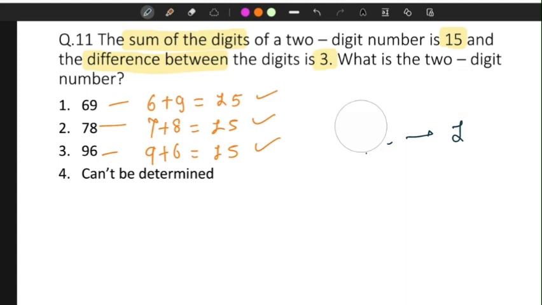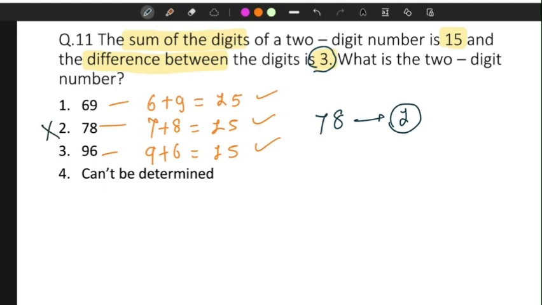Got it? So if we read the question carefully, they are demanding the gap of 3. The difference between them, or the gap between them, should be 3. So what is the gap between 7 and 8? The gap is 1. So this is not the correct answer. This option will be eliminated because it is not satisfying the second condition.